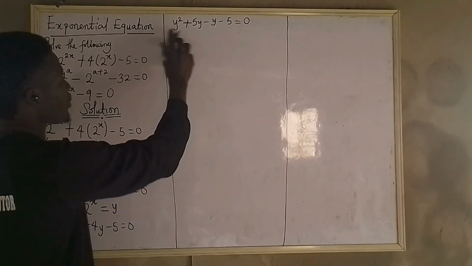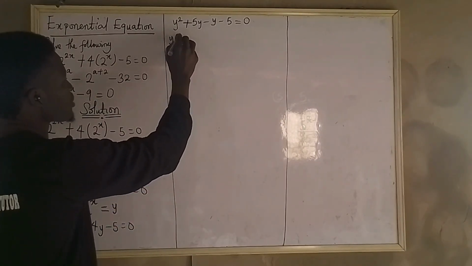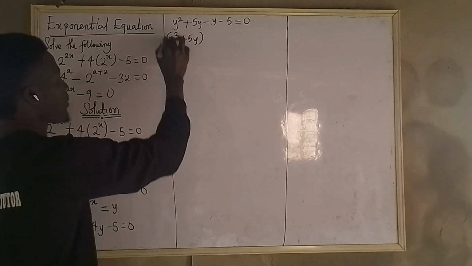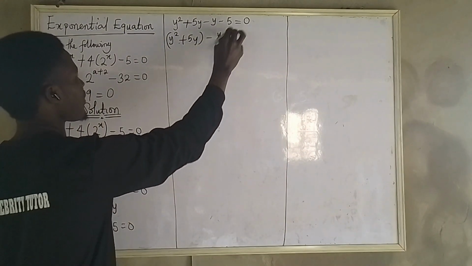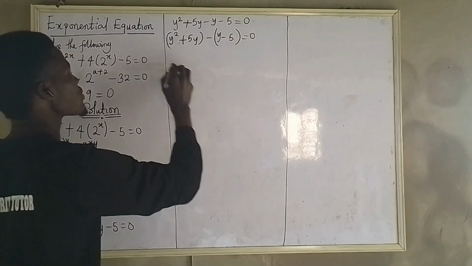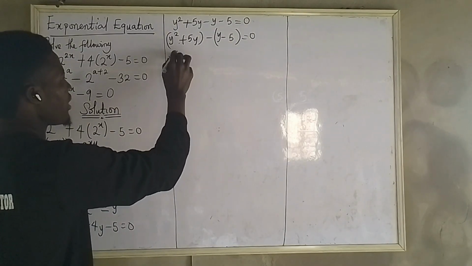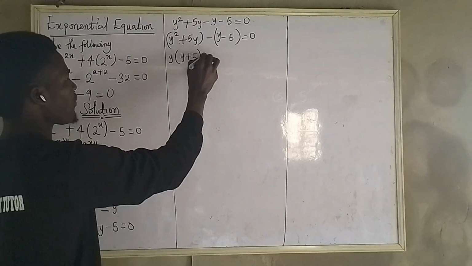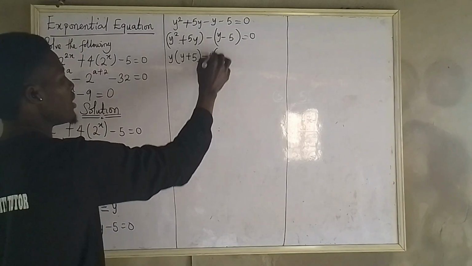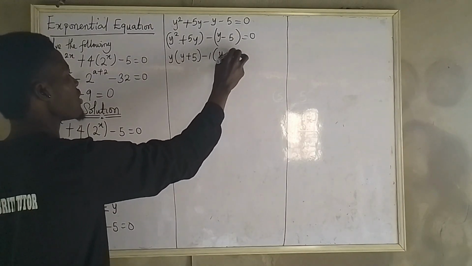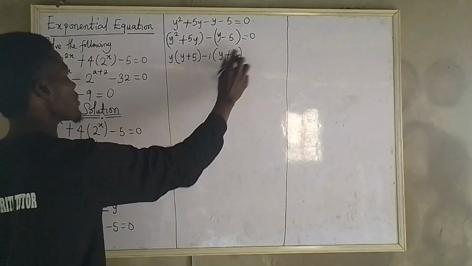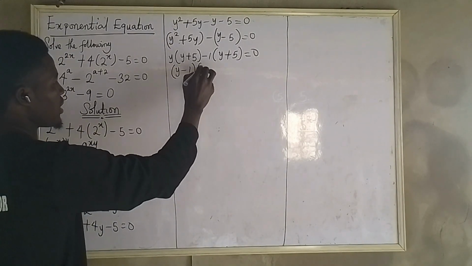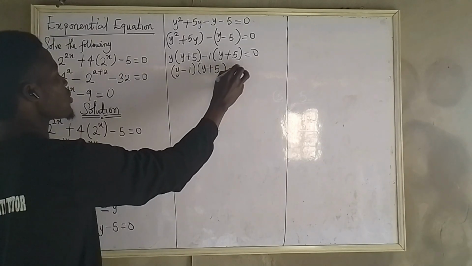So I'm going to group now. I have y squared plus 5y, then minus y minus 5, equal to 0. So what's common between the first two is y, and I'll be having y plus 5. And then what's common between the last two is minus 1, and I'll be having y plus 5, because minus and minus is plus. And that'll give me 0. So this is y minus 1 and y plus 5 equal to 0.